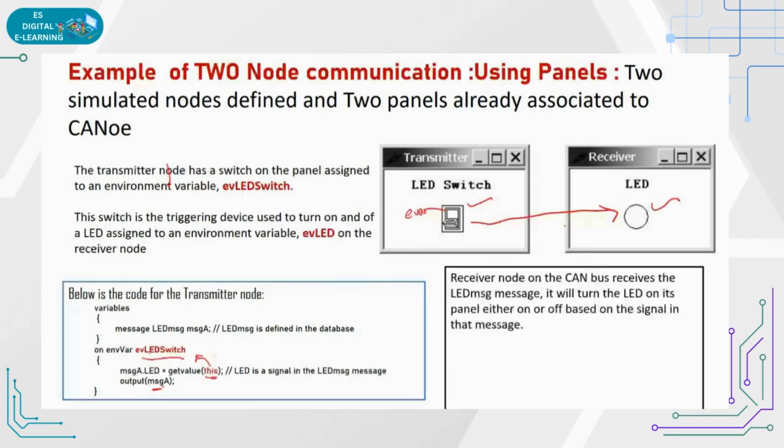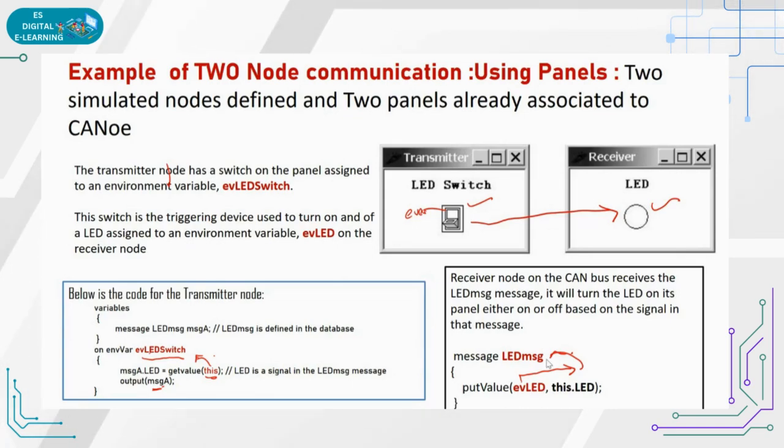So how the receiver will be, the message LED will be there. It will make to write. So this is a put value, environment LED, and this will be reading as this. Like this, the program will be there for the transmitter and receiver.